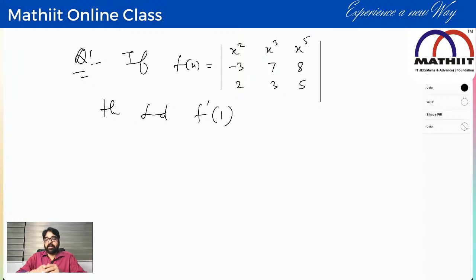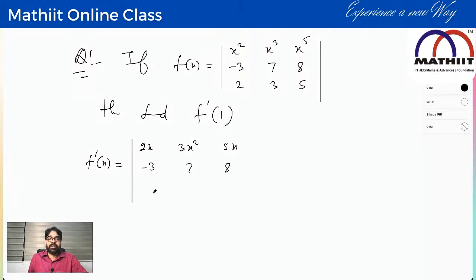Okay, I think maximum people are getting answers. Let's go ahead and solve it. So f dash x will be the determinant of the differentiation of the first row: 2x square, 2x, 3x square, 5x, and the rest the same, minus 3, 7, 8, 2, 3, 5. Plus the rest: 7, these differences, all elements will become 0, so that determinant value will become 0. Plus these two are same, but in this differentiation all the elements are constant, so differentiation will become 0, so the determinant value will become 0. This is the f dash x.